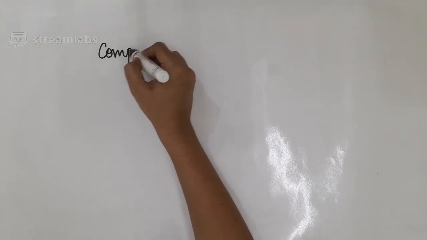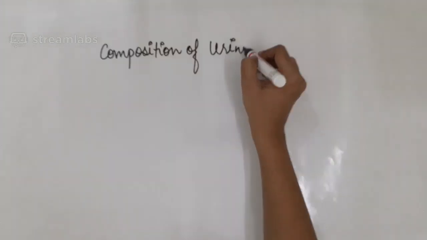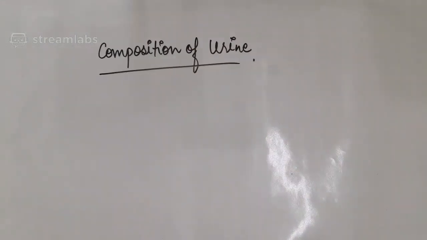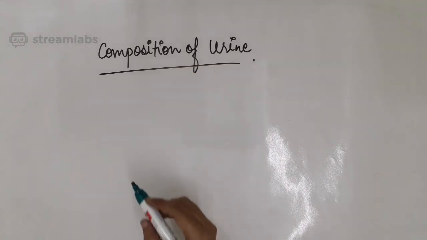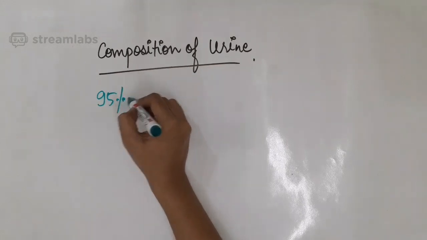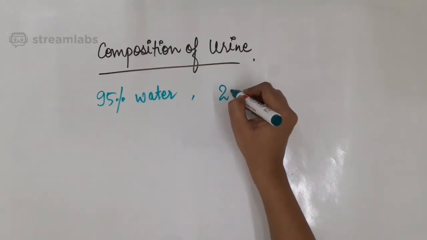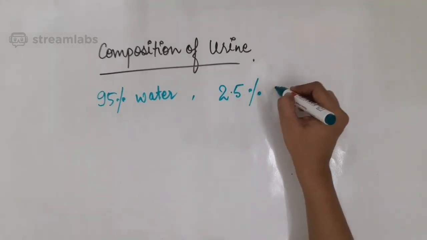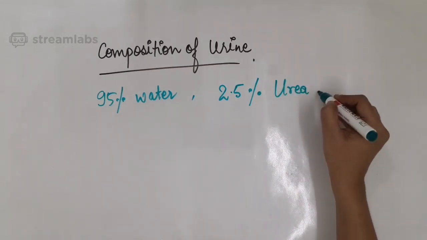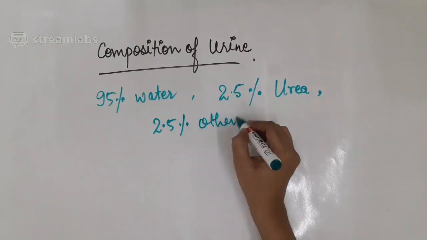Now the composition of urine. Urine is formed in an average adult. Urine is 95% water, 2.5% urea and 2.5% other waste substance.